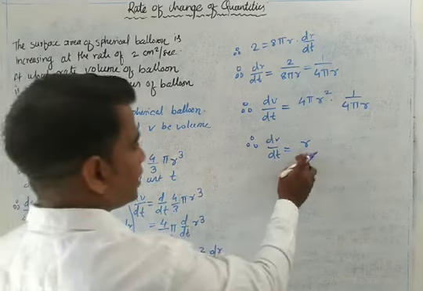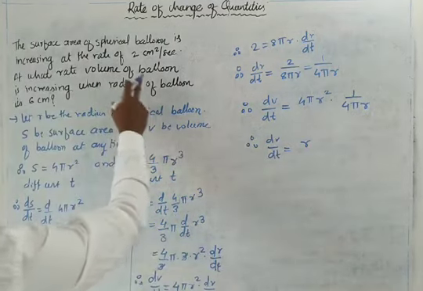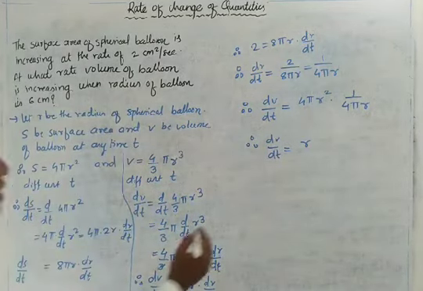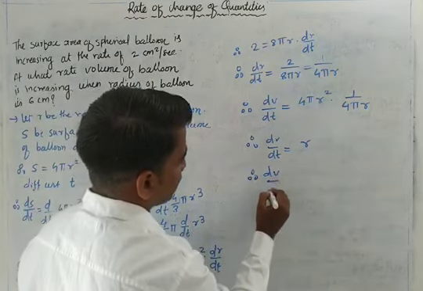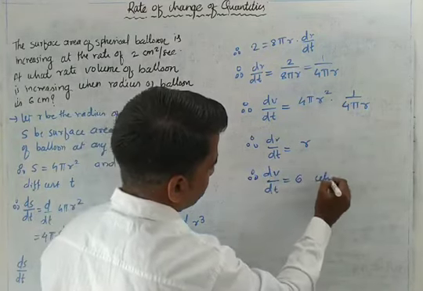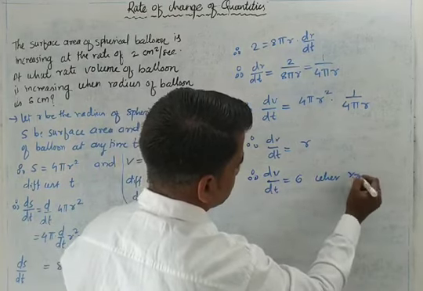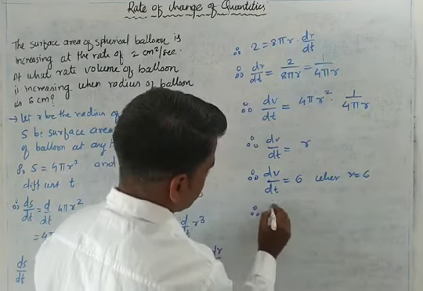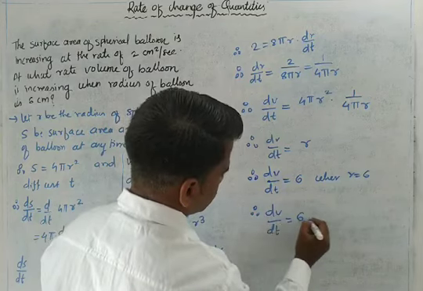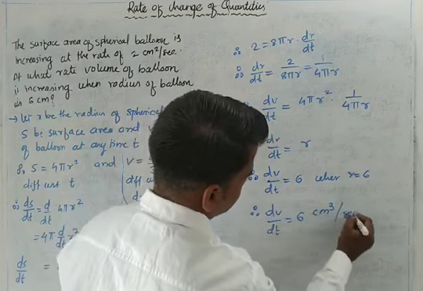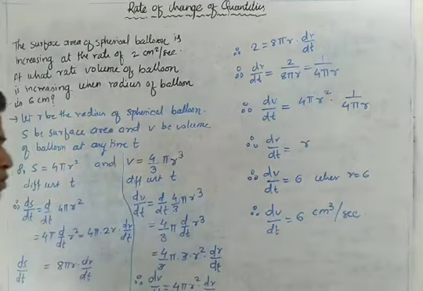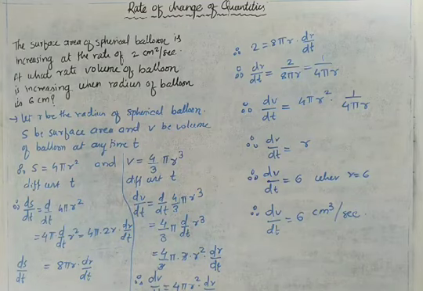Okay, so dV by dt is equal to r, and now they ask the change in volume when the radius is 6 centimeter, that is dV by dt is equal to 6 when r is equal to 6. Hence dV by dt is equal to 6 centimeter cube per second. This is the required change in volume of the spherical balloon when the radius is 6 centimeter. Please check the example properly and note it down in your notebook.